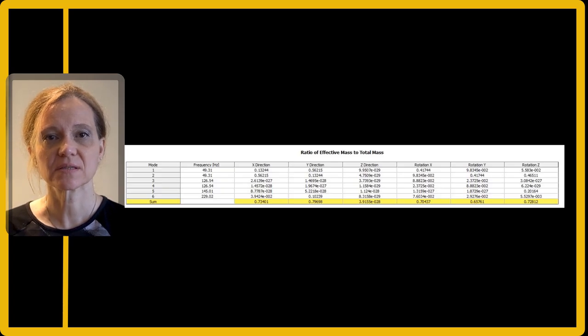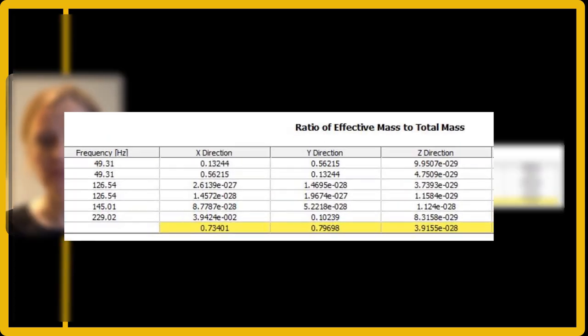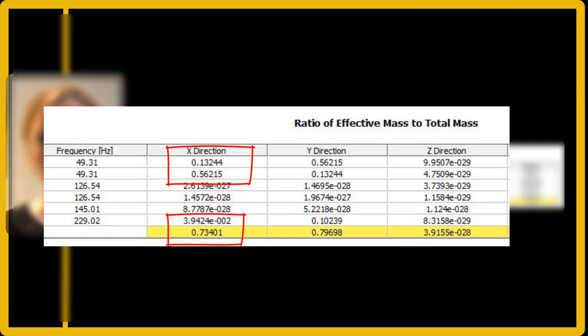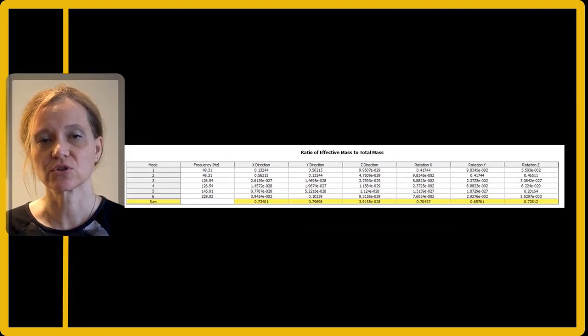In the example, we can see that about 73% of mass is associated with modes 1, 2, and 6, which means that these modes are going to be excited by forces in the x direction of the Cartesian coordinate system.